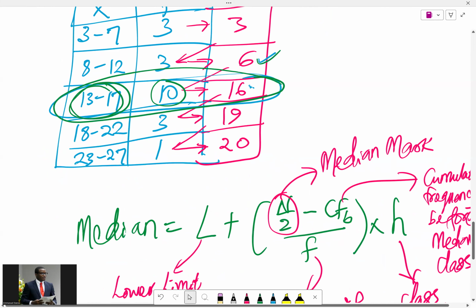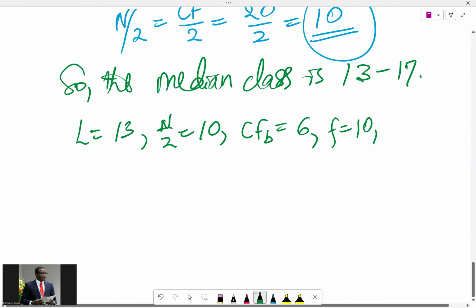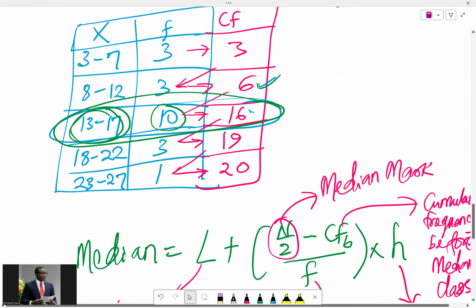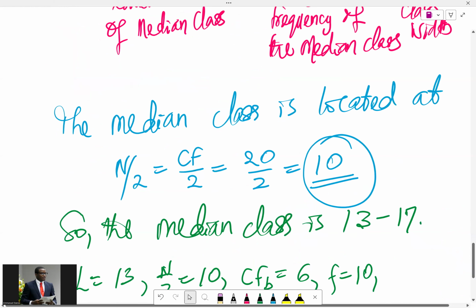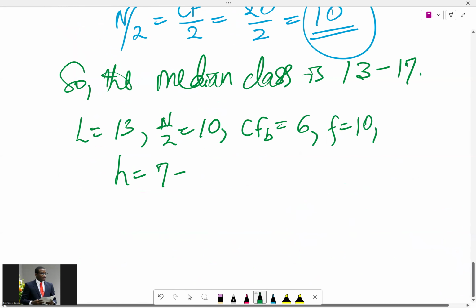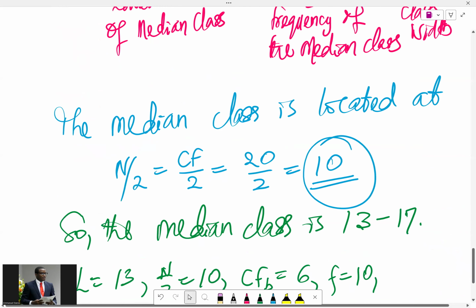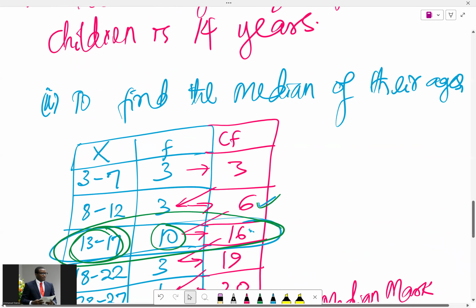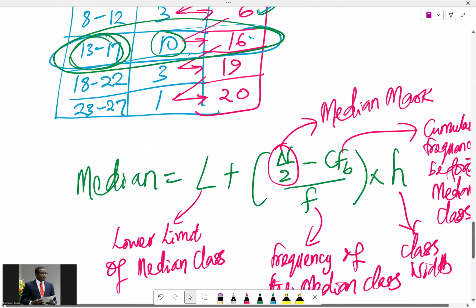Okay. So the actual frequency of the median class is 10. Then the class width is regular, right? 3 to 7. So the class width will simply be 7 minus... now this is a bit tricky. When we have 3 to 7, should it be 3, 4, 5, 6, 7, or 7 minus 3, 4? I think I've always done 7 minus 3, 4. So let me just do 7 minus 3, 4.